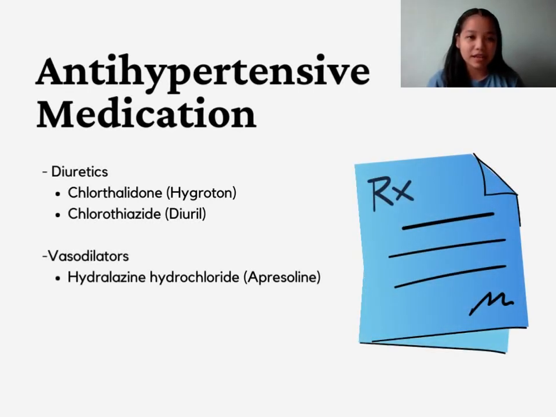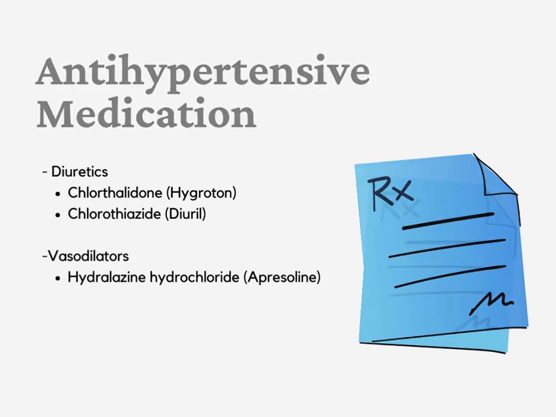Now, we also have diuretics and vasodilators as a group of drugs that can reduce blood pressure. However, I will not further discuss this because they have their own discussion as separate drugs in this report. Still, here are some examples of them. For diuretics, we have chlorthalidone and chlorothiazide, while for vasodilators, an example is hydralazine hydrochloride.